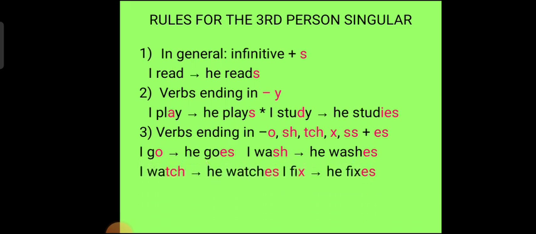The verb ending with tch, like I watch. Here, in this place, I will add es. He watches. The verb fix, ending with the letter x, I will add es. What else? I kiss. The verb ends with double s, then I will add es too.